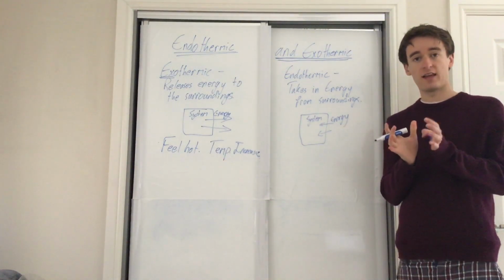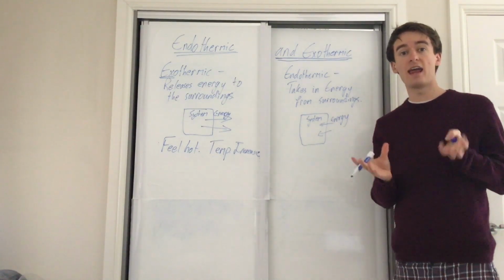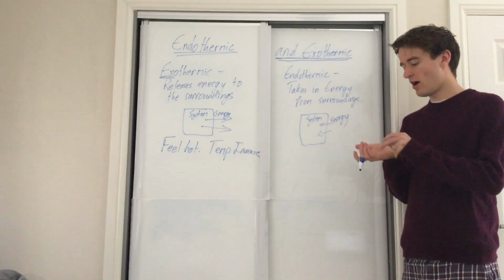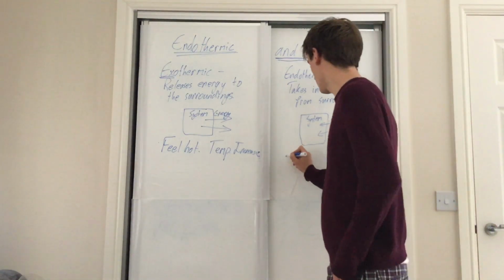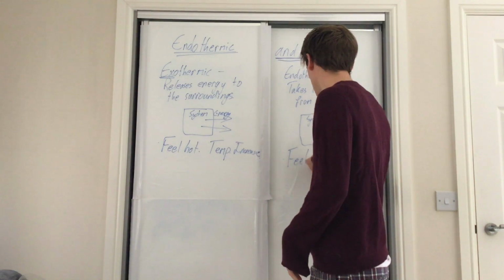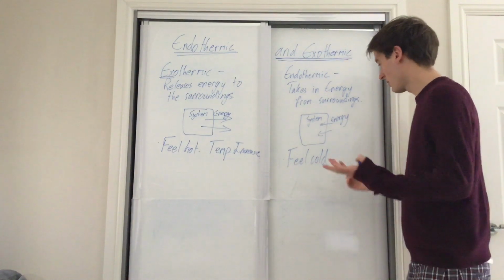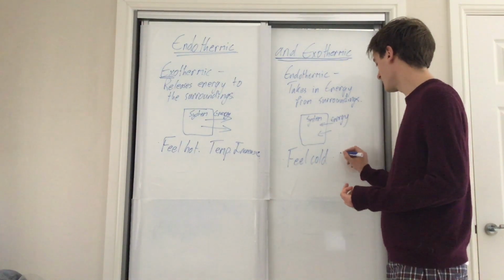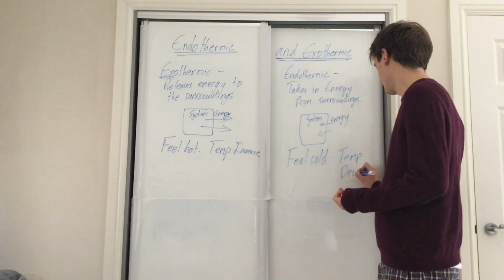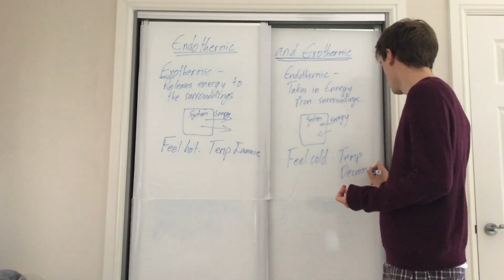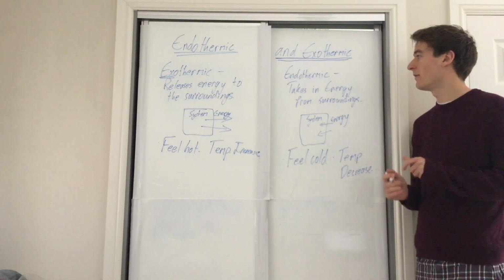And if I touch that, that's going to feel cold. Think about the ice packs that you break. That's actually an endothermic reaction. And that's going to feel cold on my skin. So that will feel cold because it's taking that energy away from my hands or the thermometer. So I'm going to see a temperature decrease. So that's my two types of reaction, exothermic and endothermic.